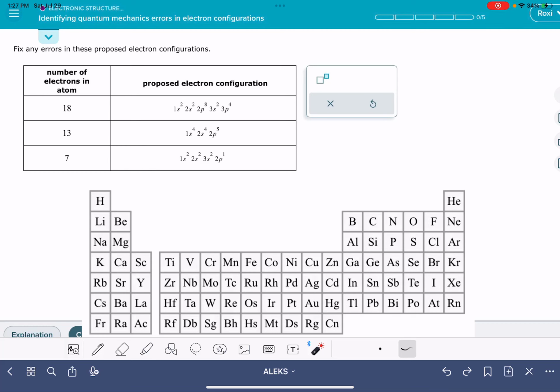In this video, I'll show you how to solve the ALEKS problem called Identifying Quantum Mechanics Errors in Electron Configurations. To solve this problem, you're probably going to want to have access to a periodic table. You've got 3 different electron configurations, and ALEKS wants you to fix any errors in those.